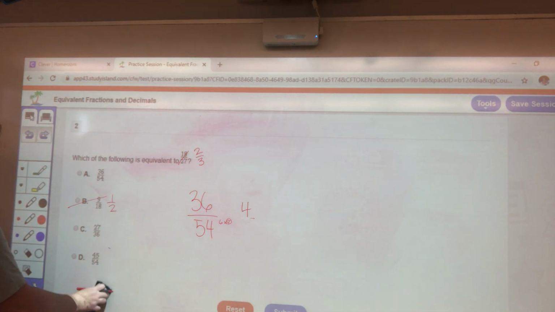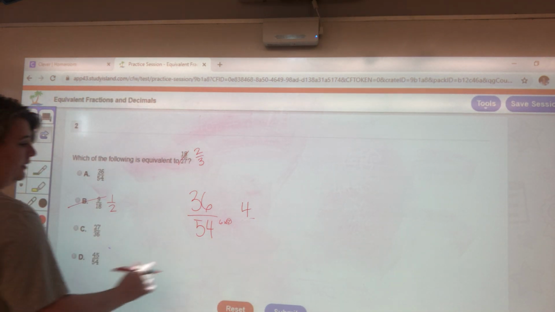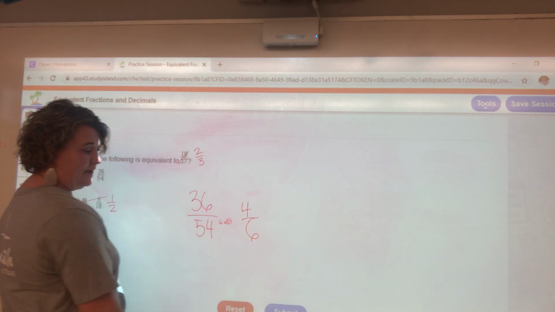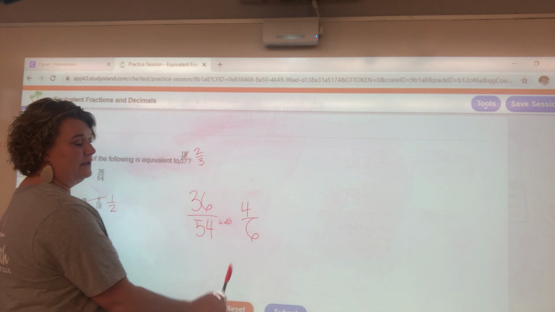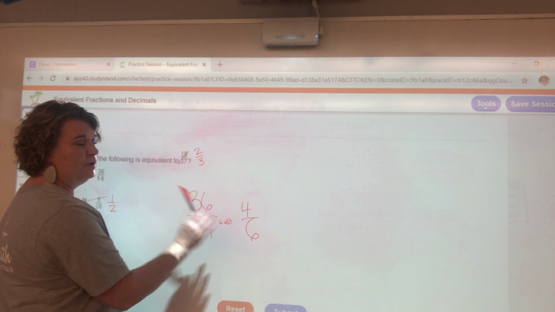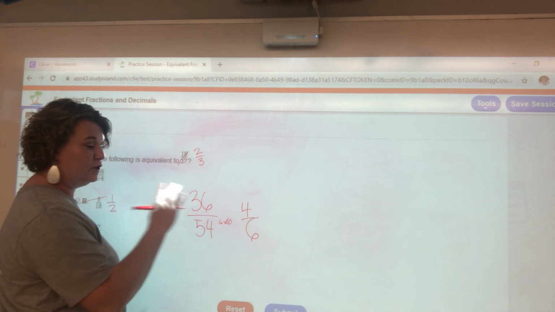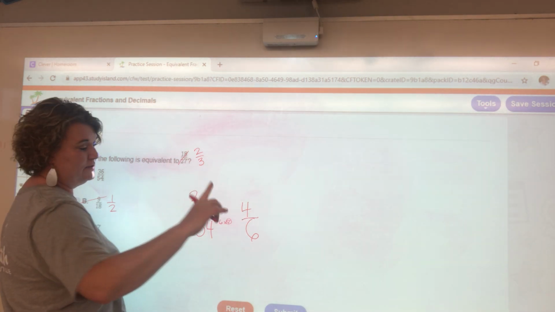Okay, so look what I had. I said that 9 could go into that 54 6 times. Now, I'm not done here because both of those are even. You would never leave a fraction that's an even number on top and bottom. So if they're even on top and bottom, you're going to divide by 2.